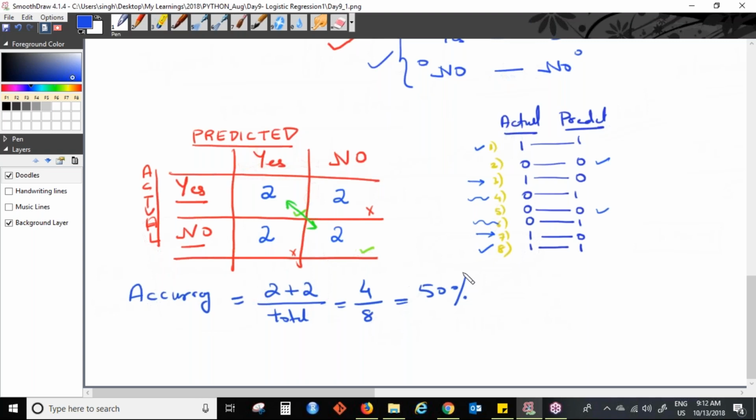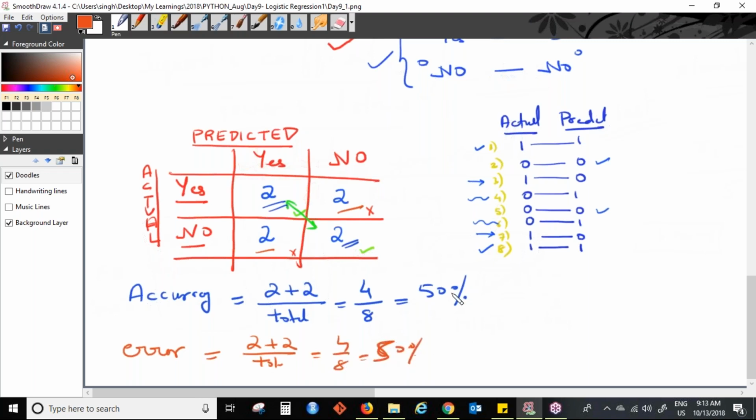That means out of total 8 rows, 4 rows you have predicted correctly. Right guys, this is what it means. That out of 8 rows, 4 rows you have predicted correctly. These 4 rows, this one and this one. Okay. Similarly, you can calculate the error also. So the error will be this 2 and this 2 divided by total. So once again 2 plus 2 divided by total, which is again 4 by 8, which is again 50%.